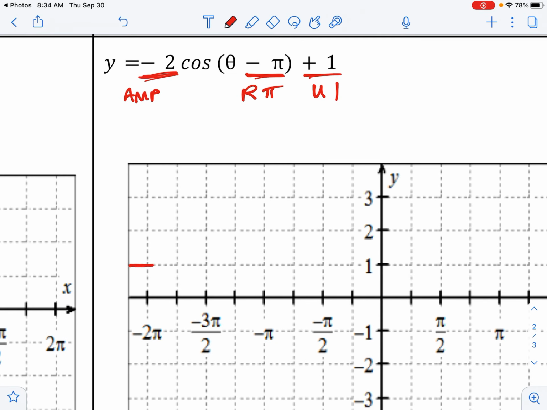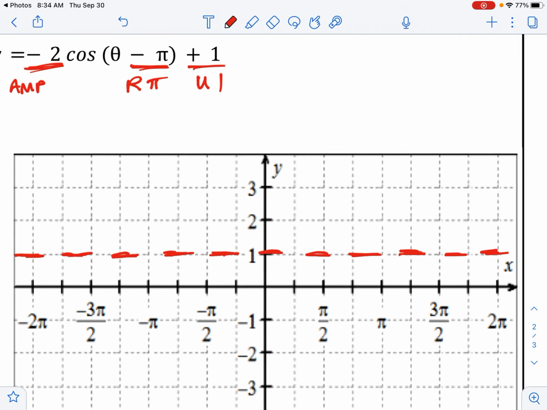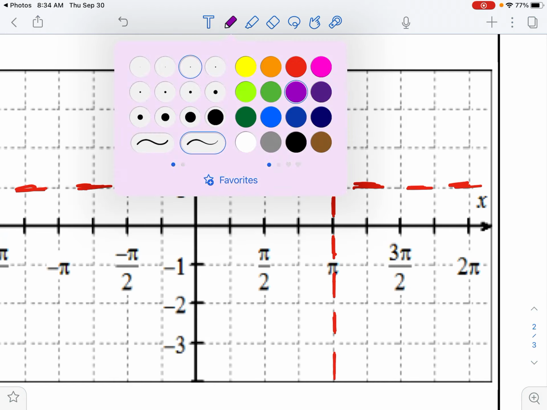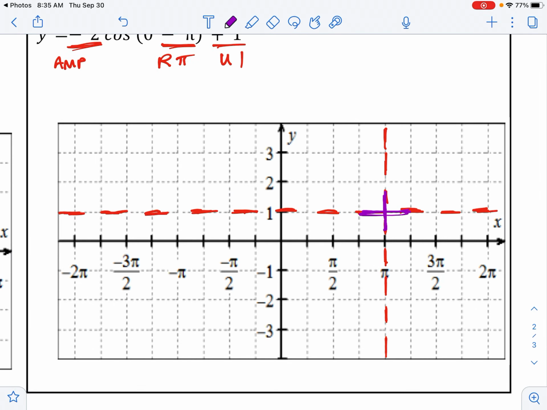So let's start with that vertical shift up 1. That's my midline, my new x-axis. So I'm going to go ahead and plot that. And then I have a right pi shift, so I'm going to go to the right pi. And that's my new y-axis. So essentially here, I have a brand new origin for this graph. It's right here. That's important. Everything's coming off of that place.